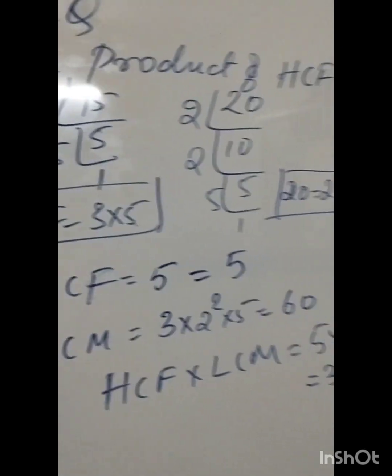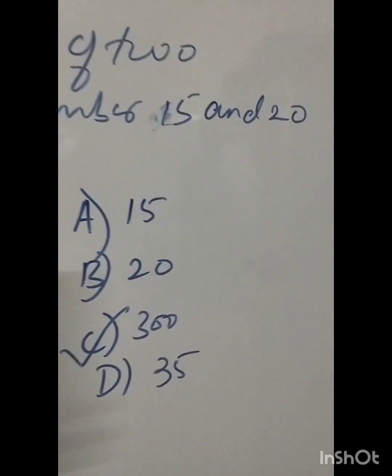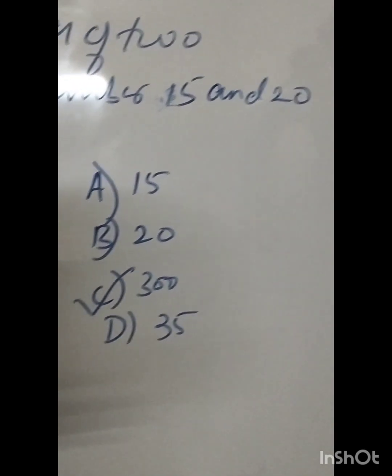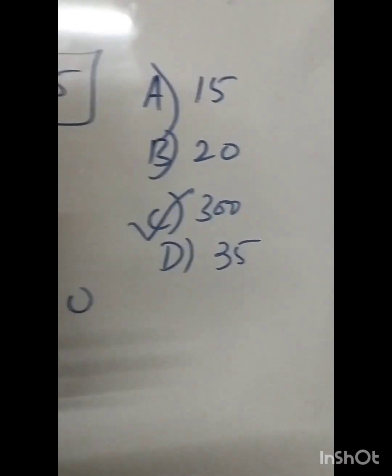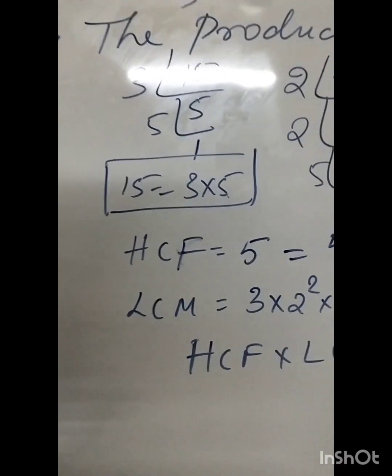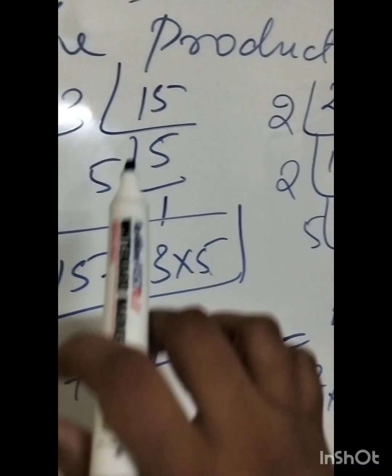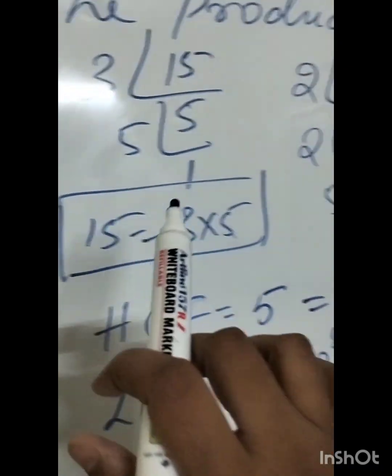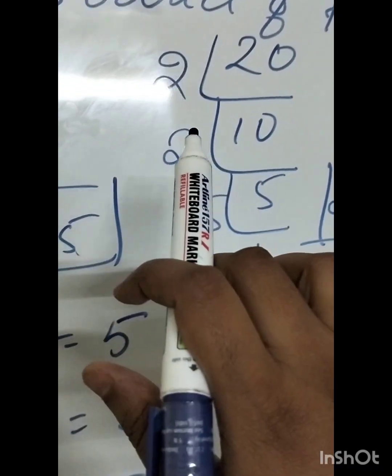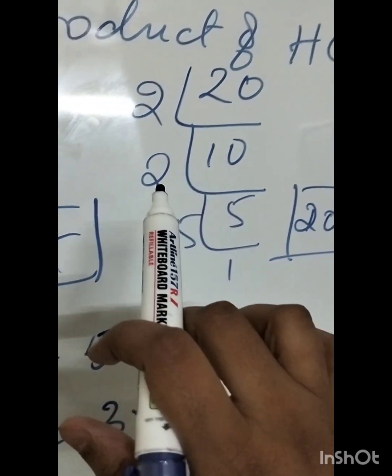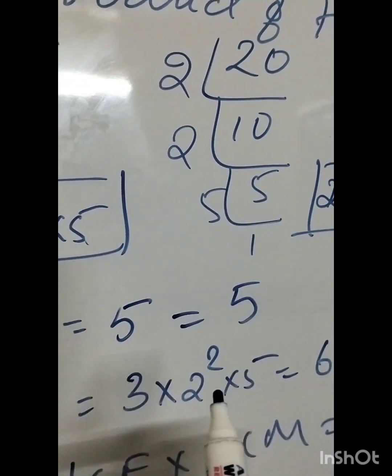MCQ. The product of HCF and LCM of two numbers 15 and 20. Options are given. Let's see how to solve this. The given numbers are 15, whose prime factors are 3 into 5, and 20, whose prime factors are 2 into 2 into 5.